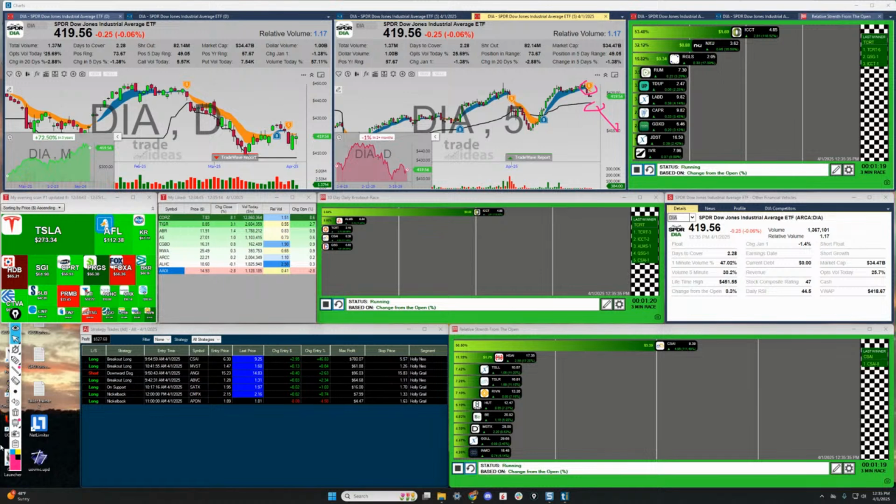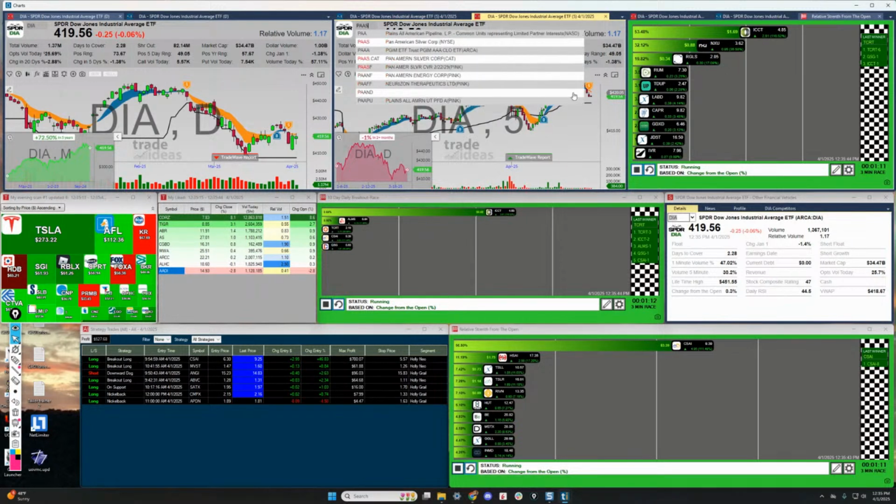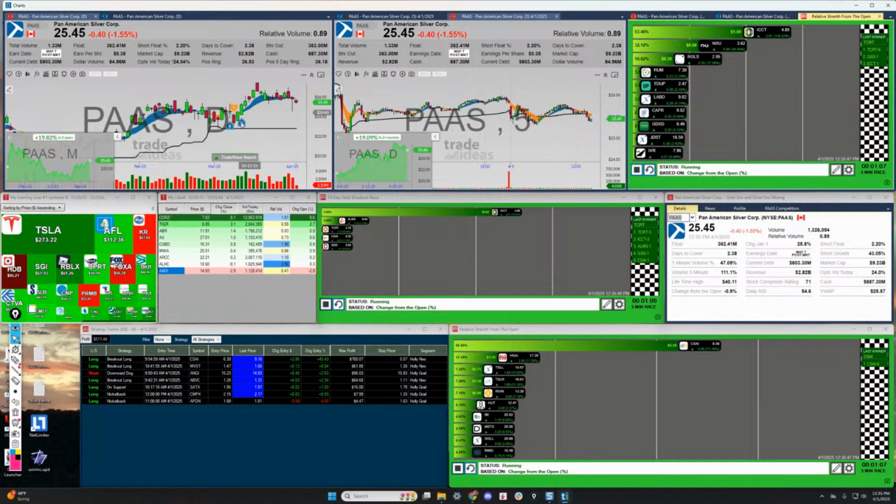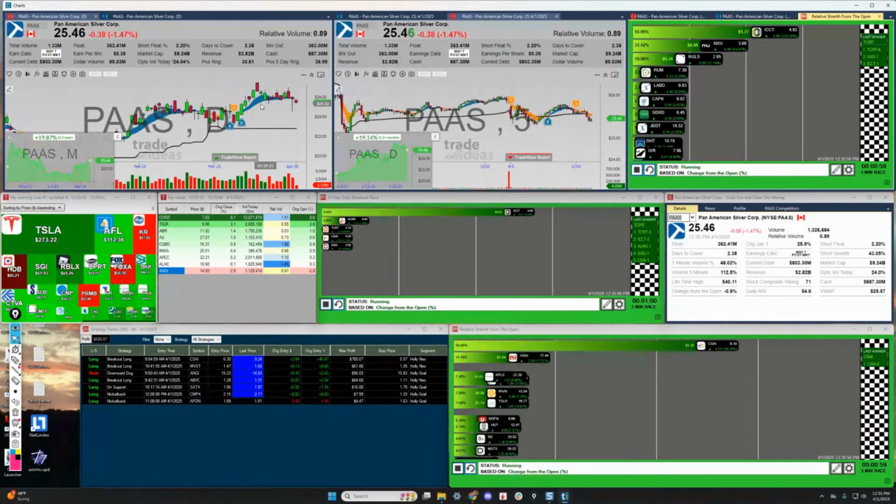That indicator still doesn't exist yet, unfortunately, because I would sure like it if it did. PAAS, excuse me, that was looking good a couple of days ago, no? No, I guess it was the week before, week before last. Felt like I looked at this more recently than this, but I guess not.